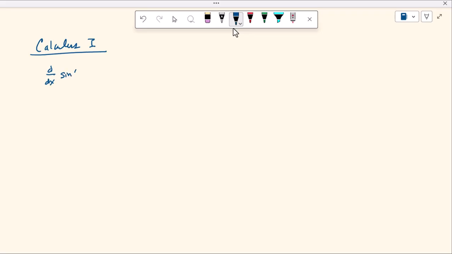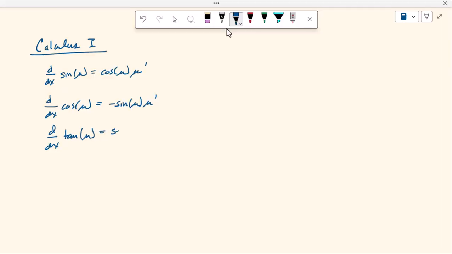So the derivative of the sine of u is equal to the cosine of u times the derivative of u. And I'll write derivatives as u primes for this particular example. So this is the chain rule. Let's go ahead and do the same thing for cosine and tangent. And again, these should be memorized. The derivative of cosine is a negative sine of u, u prime. And we'll do tangent as well. The derivative of tangent of u is secant squared of u, u prime.